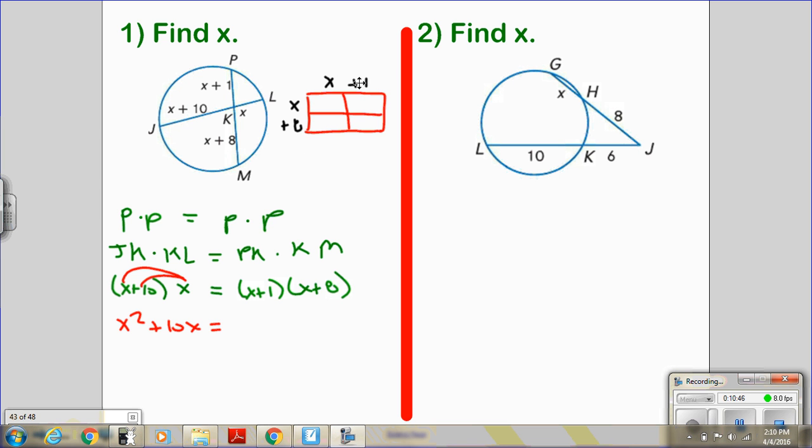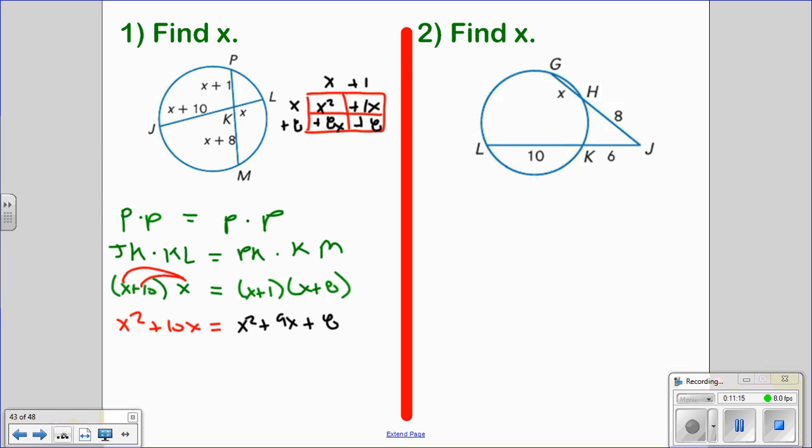All right, so x times x is x squared. X times 1 is 1x. X times 8 is 8x. And 8 times 1 is 8. So the result of multiplying those two binomials is x squared plus 9x plus 8.